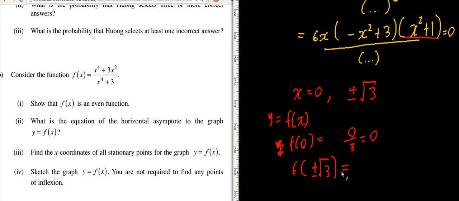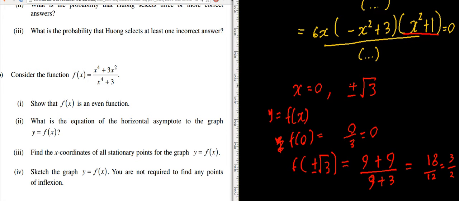So for plus or minus root 3, square root of 3 to the power of 4 is the same as 3 squared. So let me say that again. Square root of 3 to the power of 4, same as 3 squared, which is 9. And then 3 times 3, which is 9 again, all on 9 plus 3. So I will end up with 18 on 12, or rather 3 on 2.